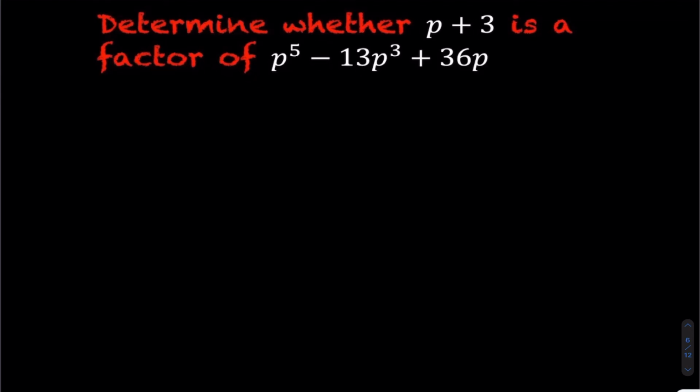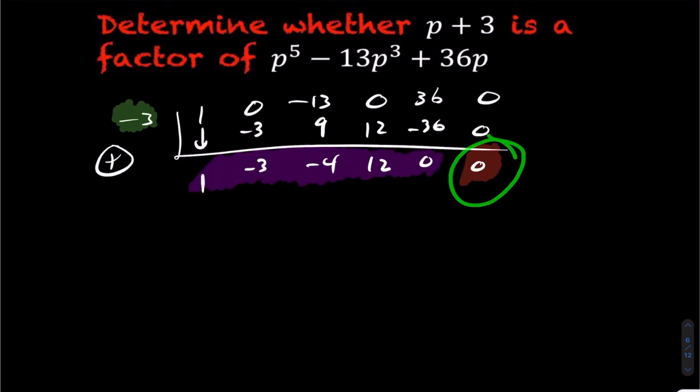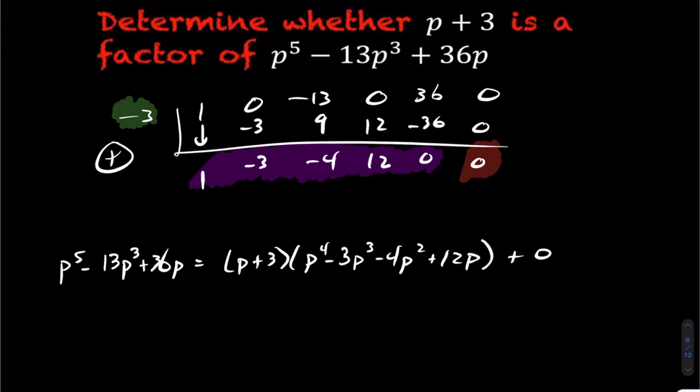For the next example here, they give us a degree 5 polynomial, and we want to determine whether p plus 3 is a factor. So once again, go through the process of synthetic division. When we do this, we can see here we end up getting a remainder of 0. So it is true, p plus 3 is a factor of our polynomial. When we do this using the division algorithm, we'll see that our polynomial is equal to our divisor times our quotient.